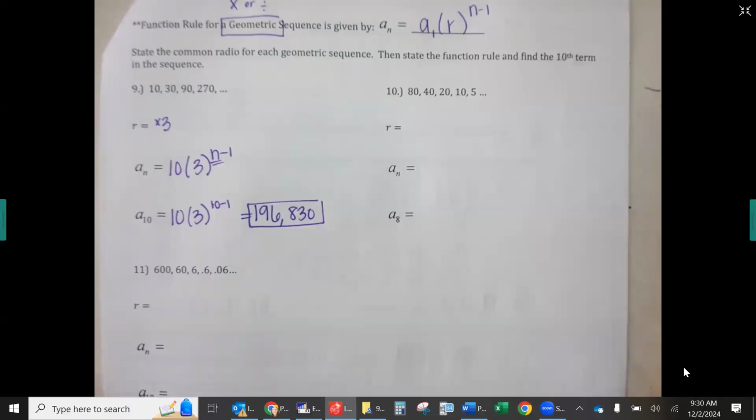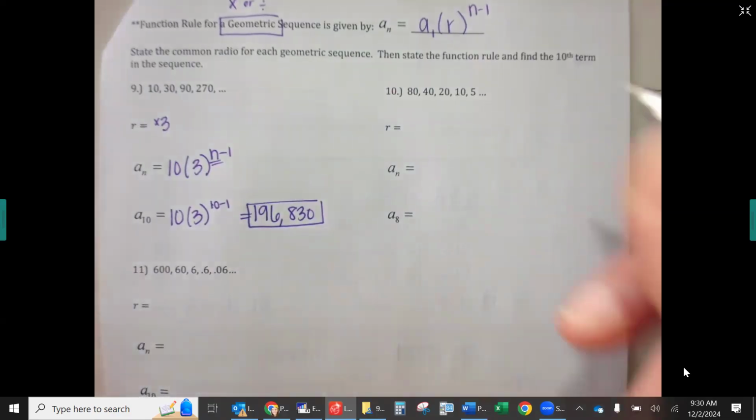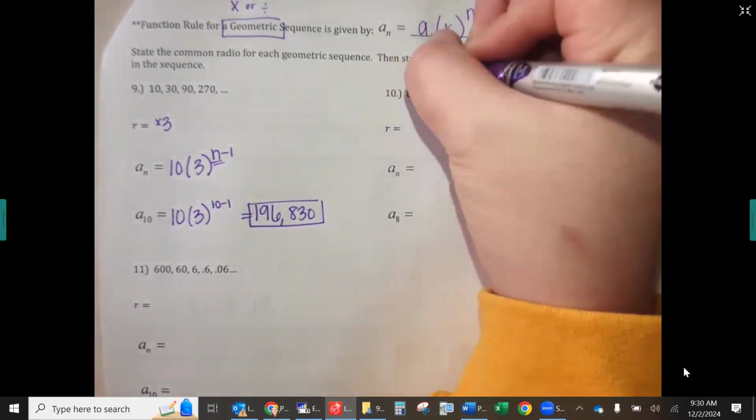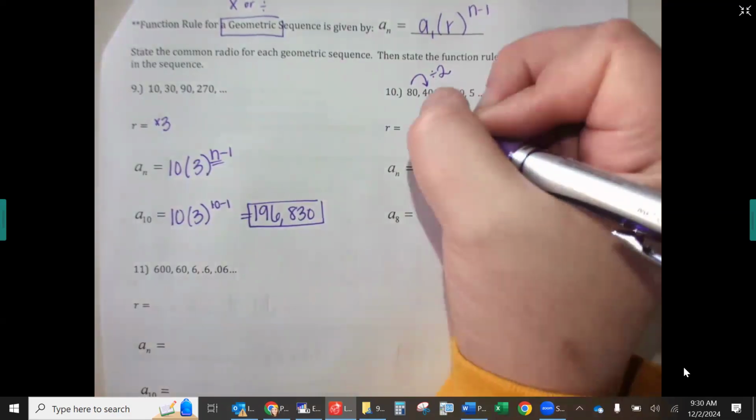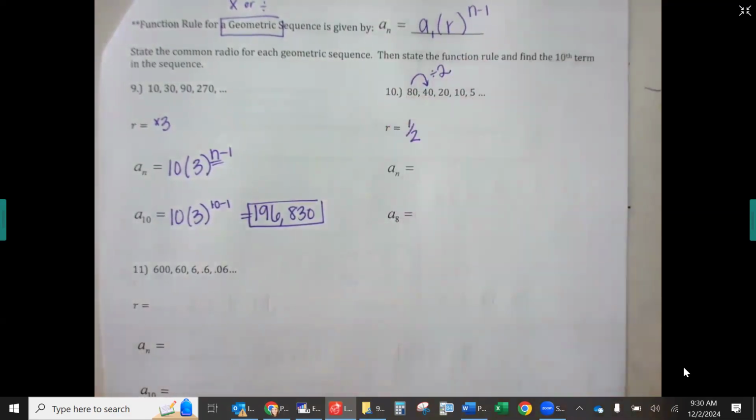Okay, take a look at number 10. Try and find your pattern. It goes from 80 to 40 to 20 to 10 to 5. What's the pattern? Very good. It's a divide by 2, which means for my ratio, I can't use 2. What am I going to do? 1/2.